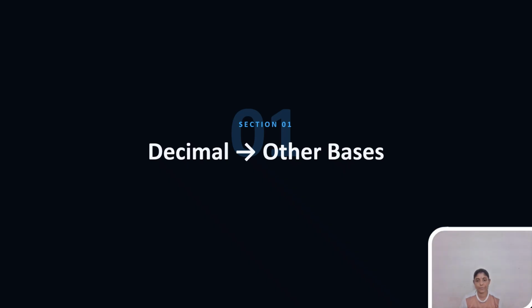The first section is decimal to other bases. One fast shortcut I will tell you. If you want to convert decimal to other bases, you have to do continuous division, or repeated division, by using the bases. This is applicable only for the integer part.